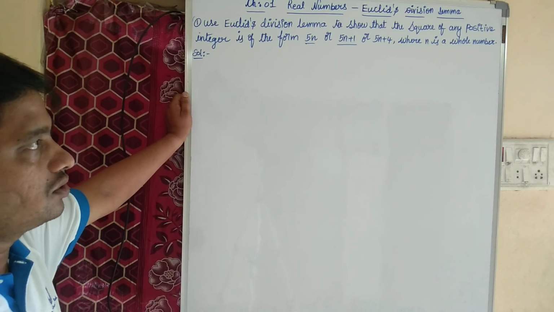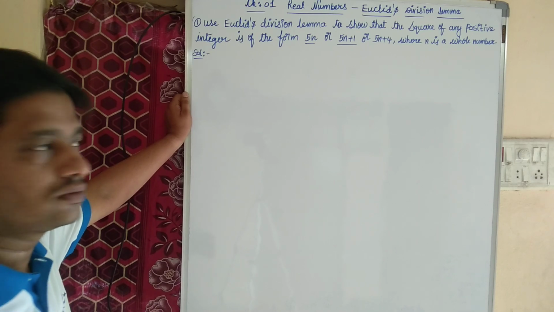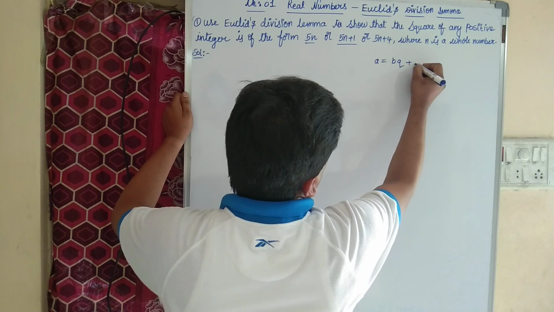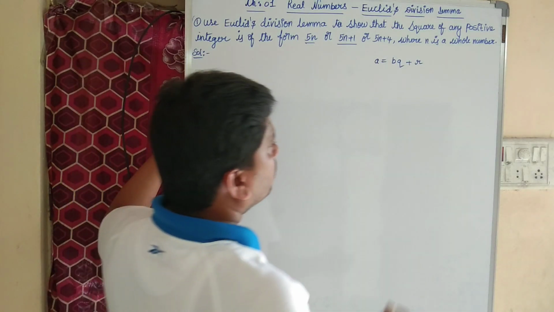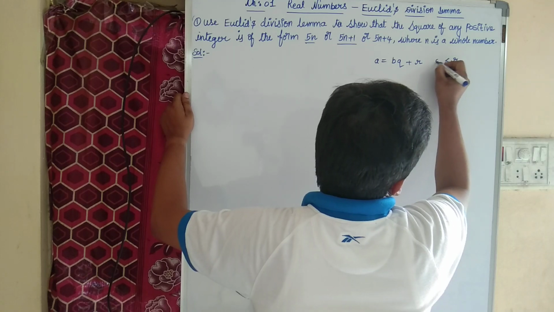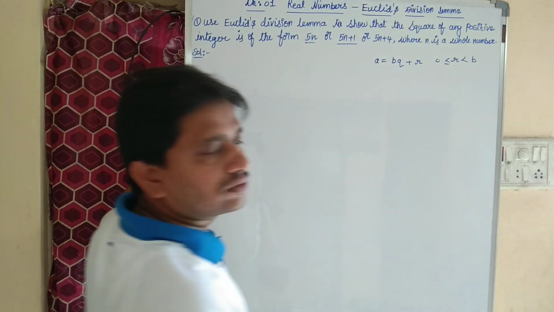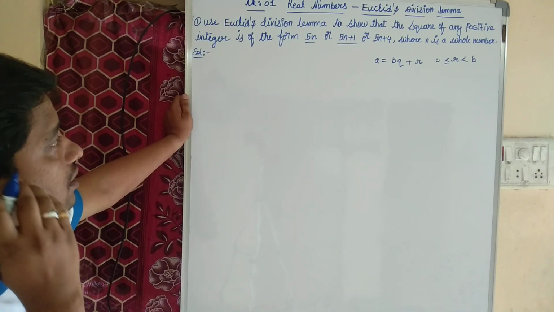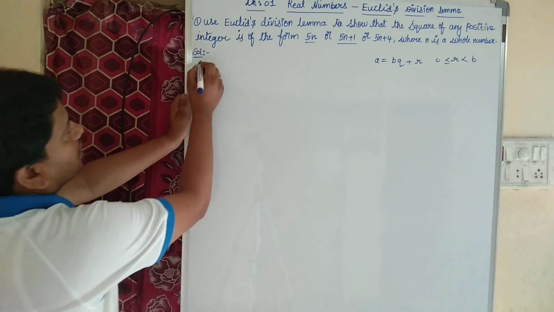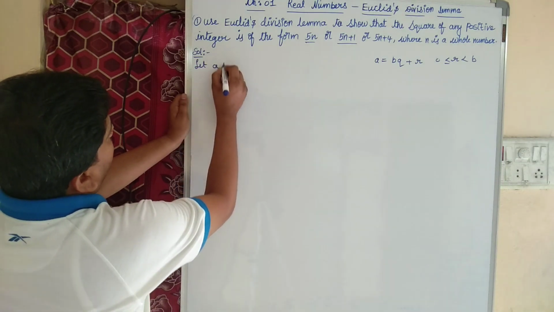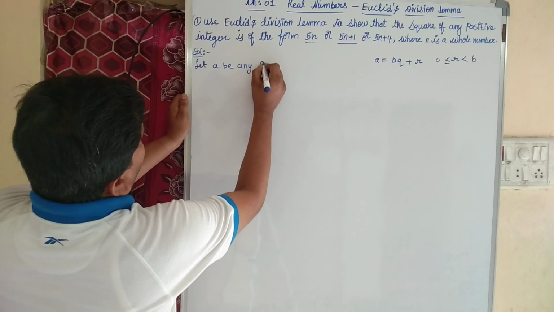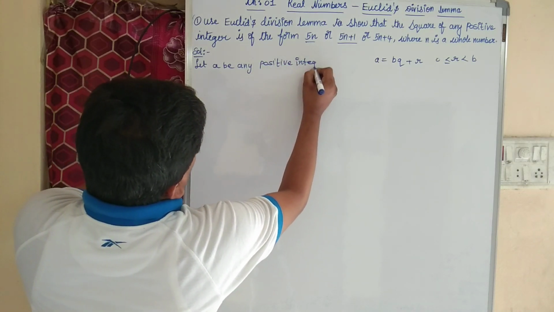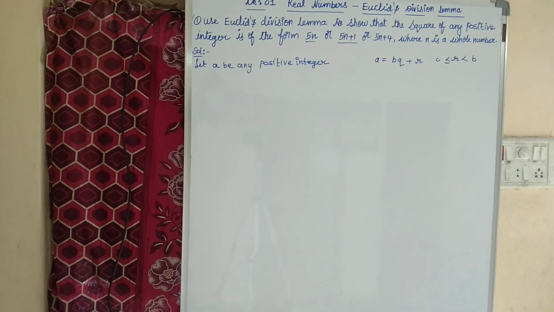Children, so we know what Euclid's division lemma is. Euclid's division lemma is a equal to bq plus r, where r must lie between 0 and b, and the condition is 0 less than or equal to r less than b. So here, let a be any positive integer.